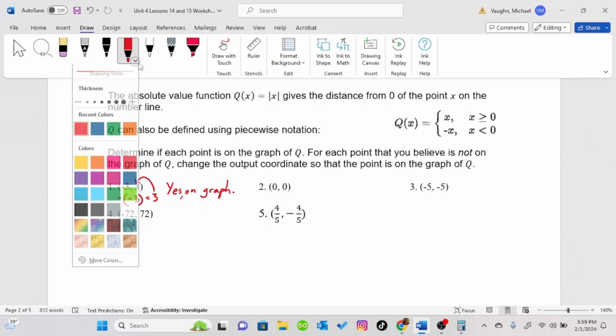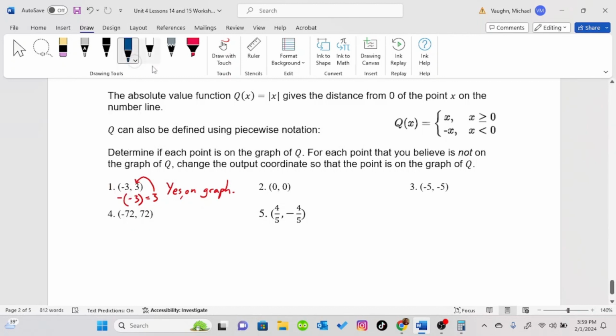Now we'll try the same thing with number 2. In number 2, x is 0. That follows the top rule, x is greater than or equal to 0. When this is the case, then the function, or y, equals x. So that means 0 equals 0. That matches the y value, so yes, on graph.